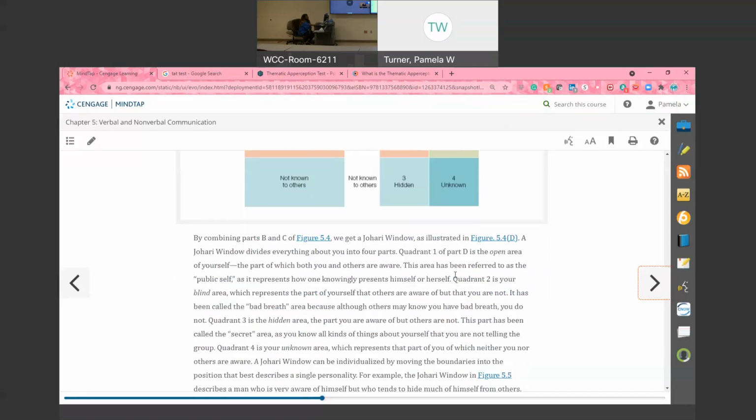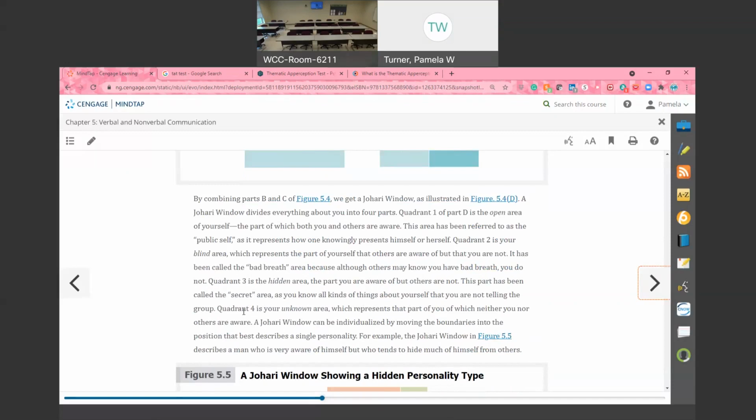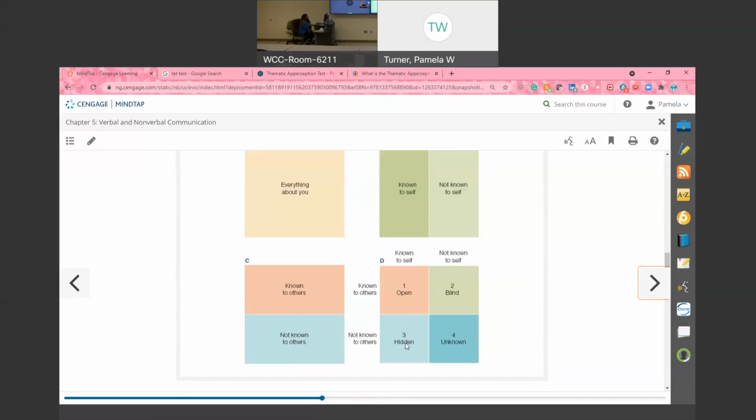So some areas have been referred to as the public self, and quadrant 2 is your blind area, which represents part of yourself that you're unaware of. Quadrant 3 is the hidden area. So this one goes 1, 2, 3, and 4. Okay. So quadrant 4 is your unknown area, which represents the part of you which neither you or others are aware of. The Johari window can be individualized by moving the boundaries into the position that describes a single personality. Okay? So if I'm looking at me, I can move this. So I could say that my open quadrant is bigger and my blind is maybe smaller, depending on my personality.